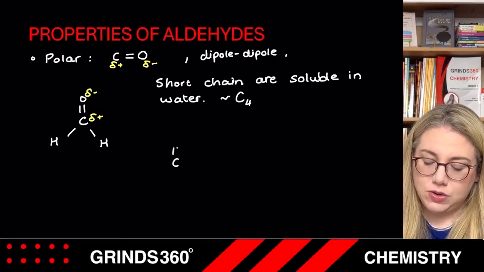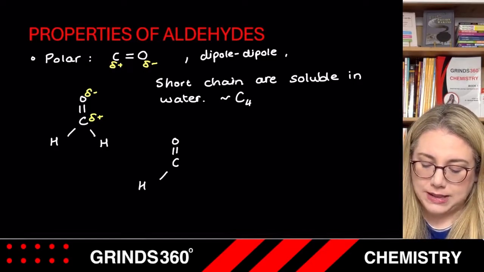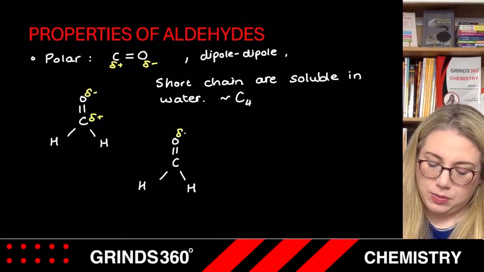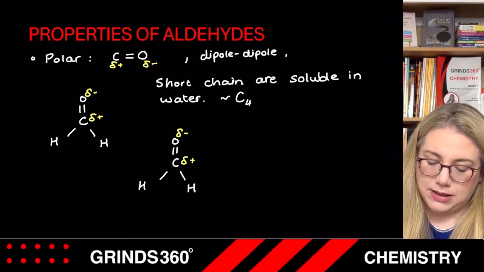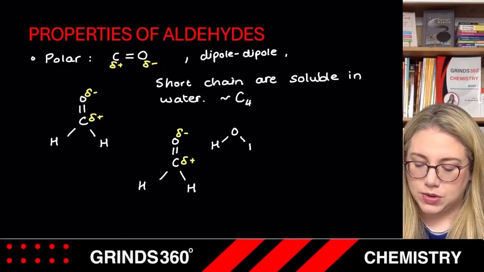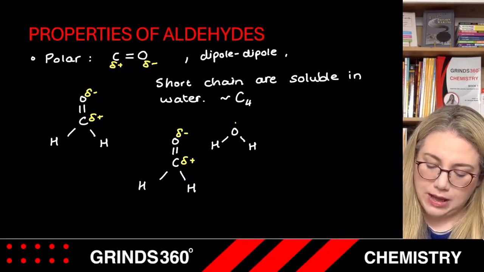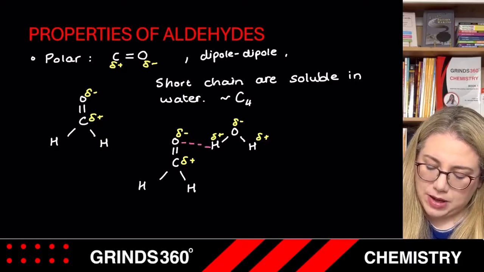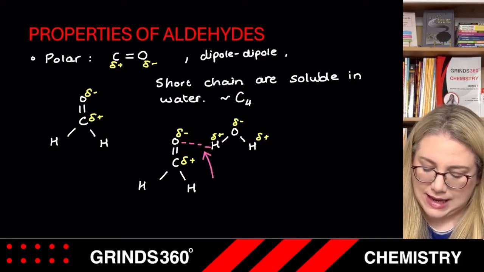Now, if you're asked to draw a diagram showing that it would be soluble in water, you draw out the aldehyde, you put in the delta minus and the delta plus dipole, then you label water, or you draw in water with delta minus and delta plus. You have a negative to positive attraction like that.